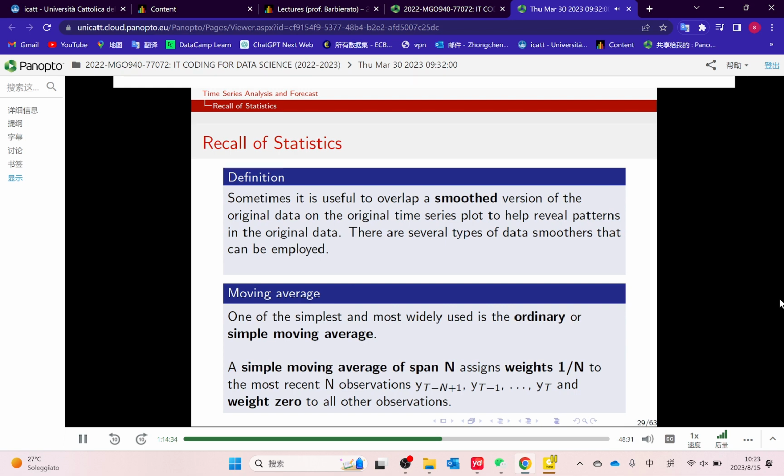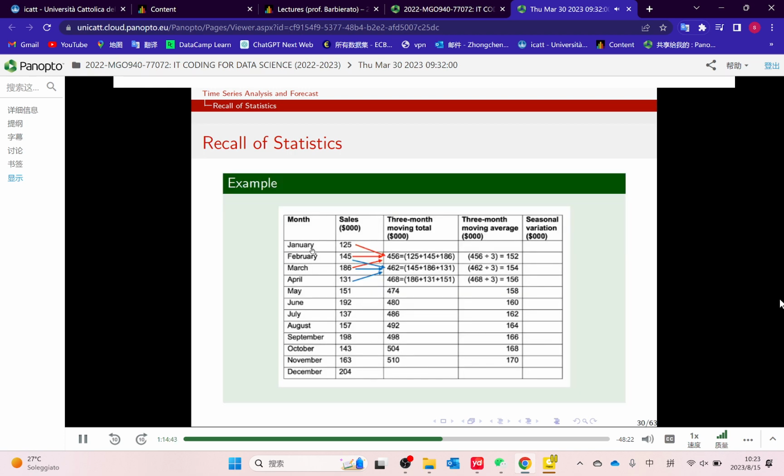So the size of this window that you slide, you choose this size. This is the span. Just to give a practical example, imagine you have some sales and you have the sales for every month of the year.